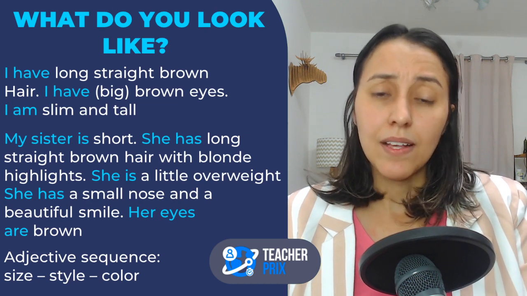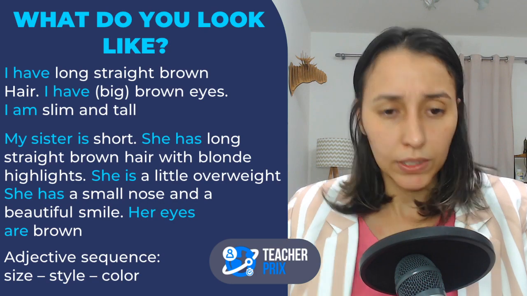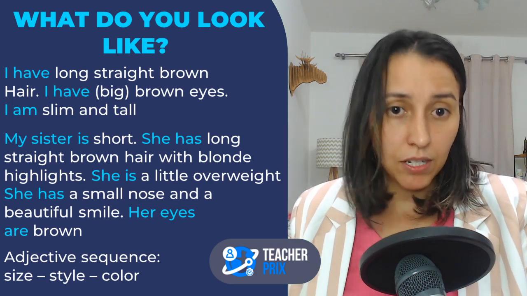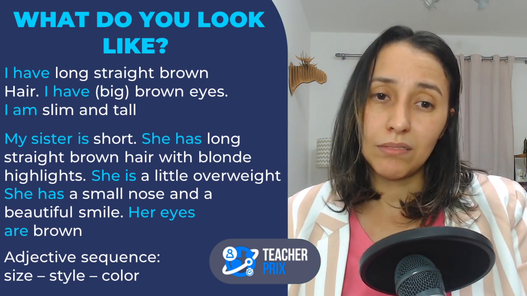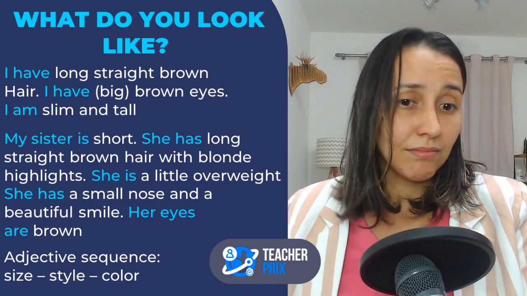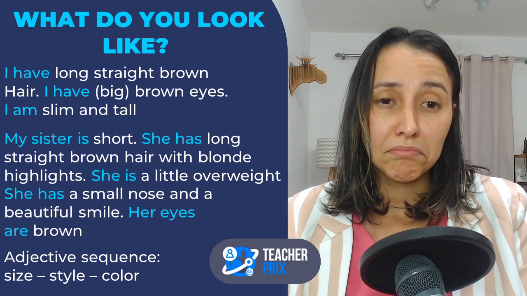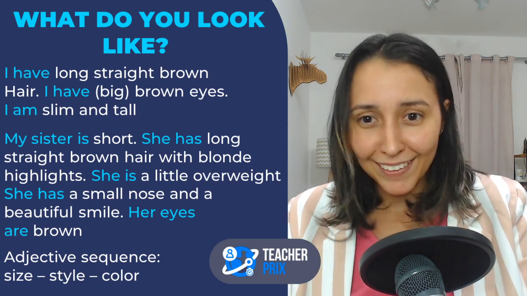Adjective sequence: size, style, color. So size, long; style, straight; color, brown. I have long, well, I have medium length, straight, oily hair.